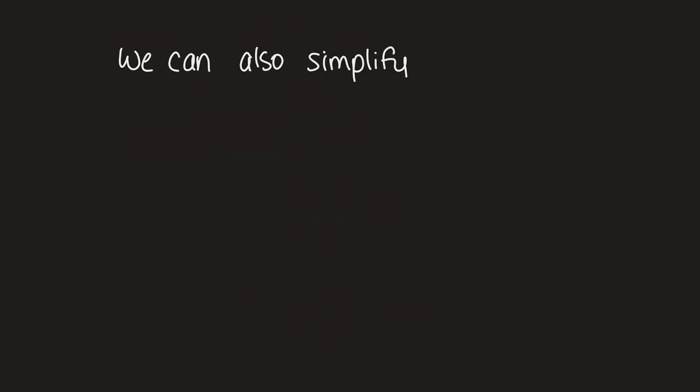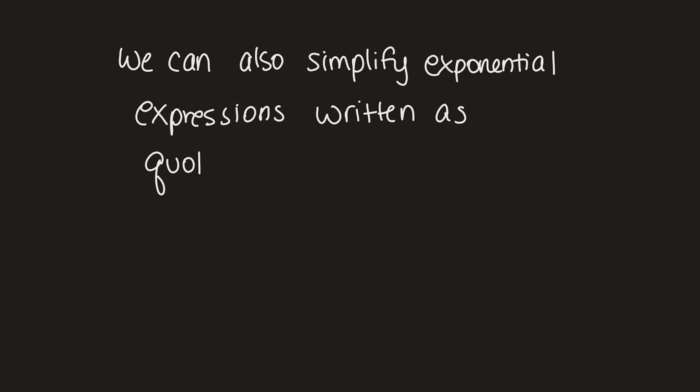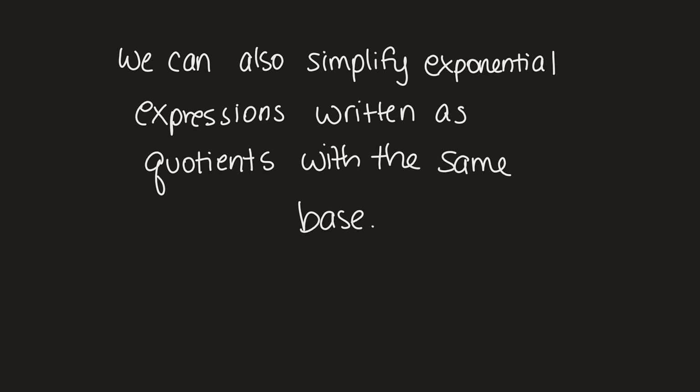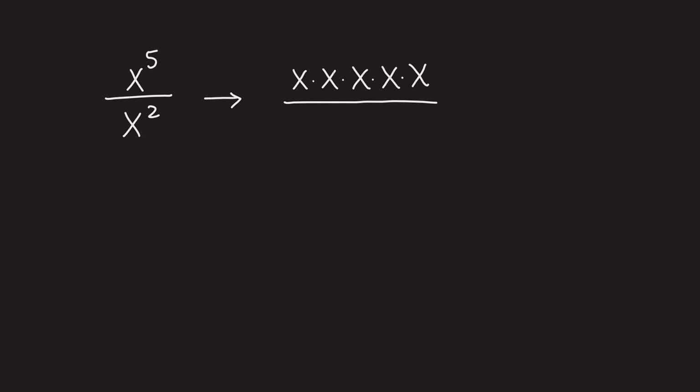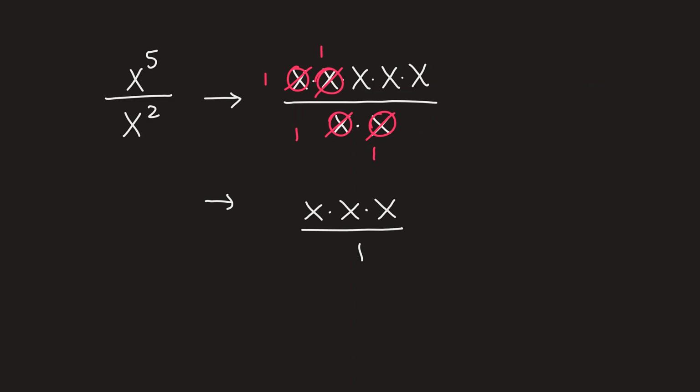We can also simplify exponential expressions written as quotients with the same base. So consider the quotient x to the 5th over x to the 2nd. We can expand this using the definition of exponents. The numerator will have 5 factors of x, and the denominator will have 2 factors of x. Now we can simplify this fraction and divide out common factors. We are then left with x times x times x over 1, which can be rewritten as x to the 3rd power.